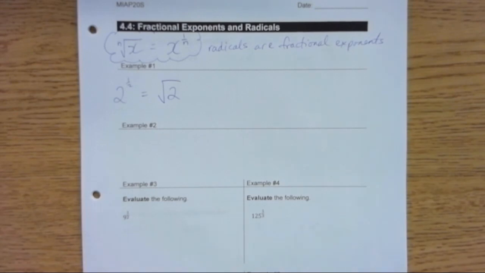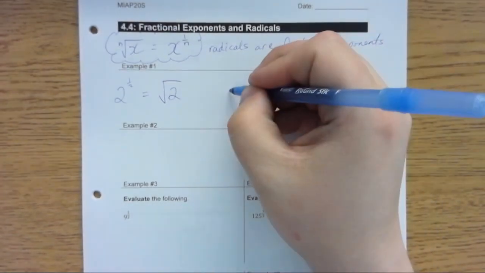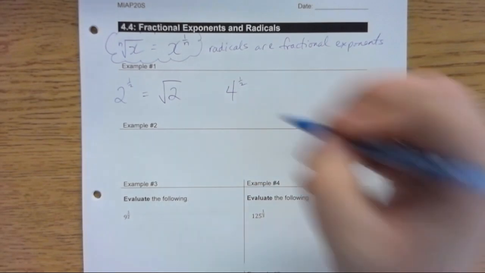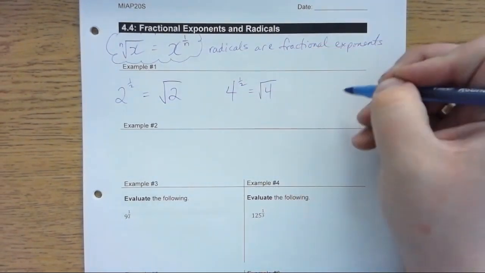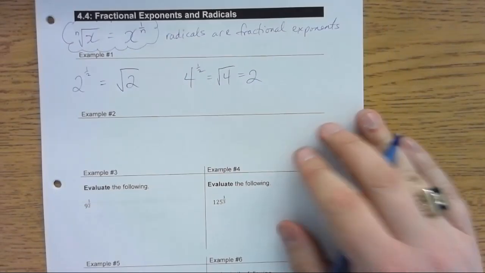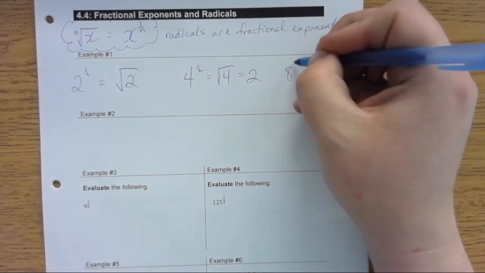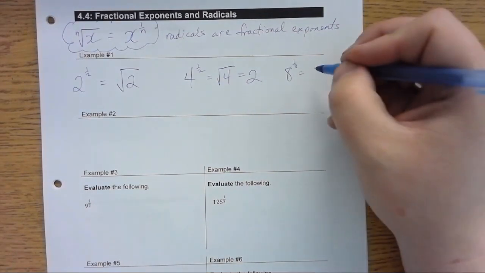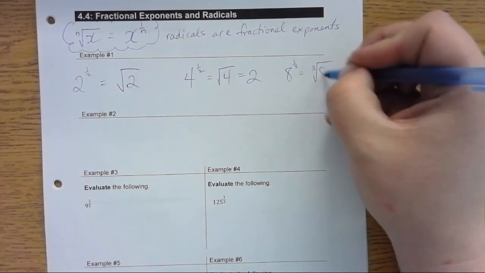Let's pick one that we could evaluate if we wanted to. How about we want 4 to the exponent 1/2? Well, that's like saying the square root of 4, which I know is 2. What if I wanted 8 to the 1/3? That's like saying the cube root of 8.